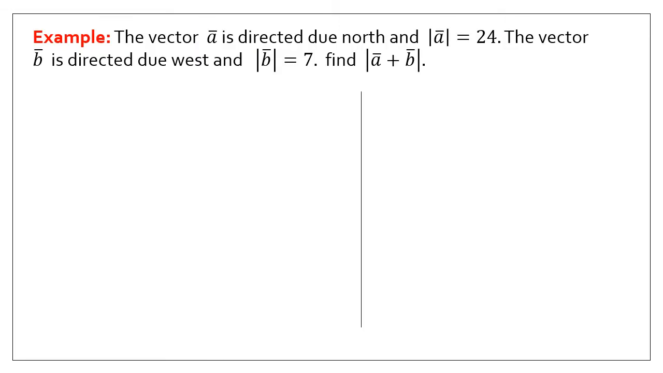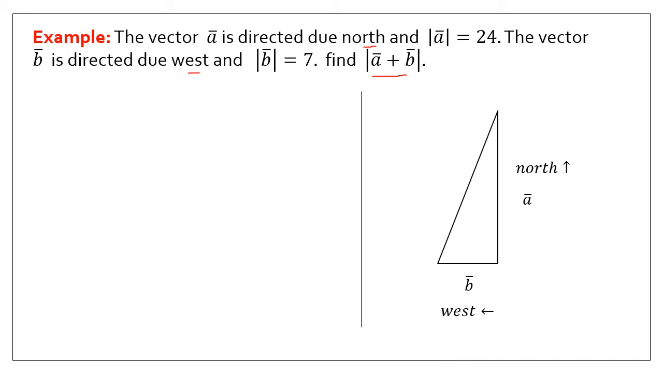We'll see an example. The vector a bar is directed due north, mod of a bar equals 24, and the vector b bar is directed due west and mod of b bar equals 7. Then find mod of a bar plus b bar. So we'll draw a diagram. Consider a bar in the north direction and b bar in the west direction. The angle made by a bar and b bar is 90 degrees and the hypotenuse gives us a bar plus b bar. So we'll see the solution.